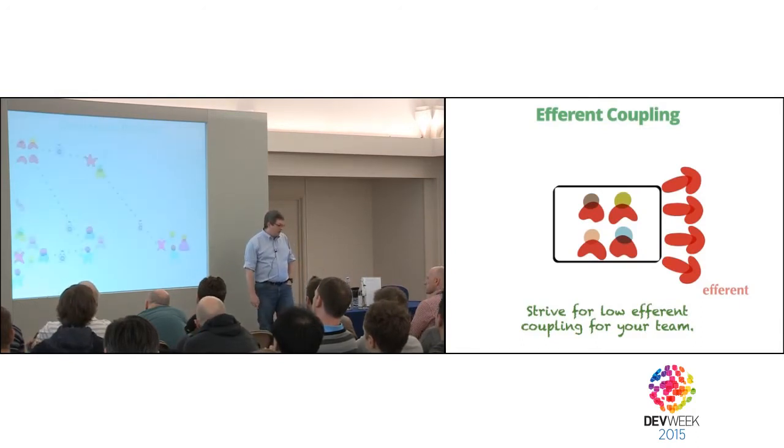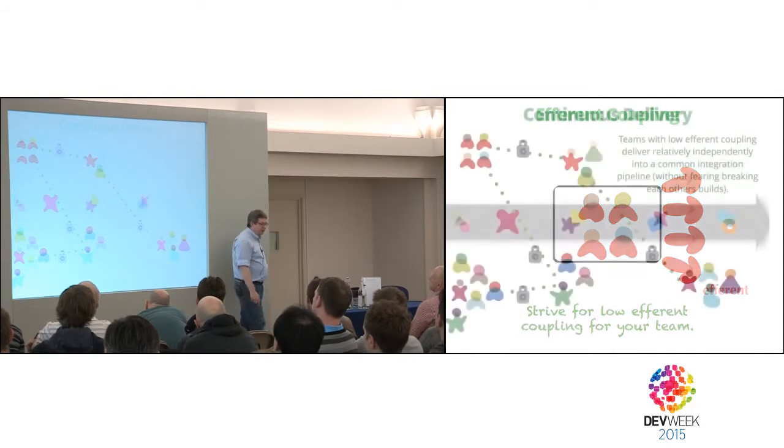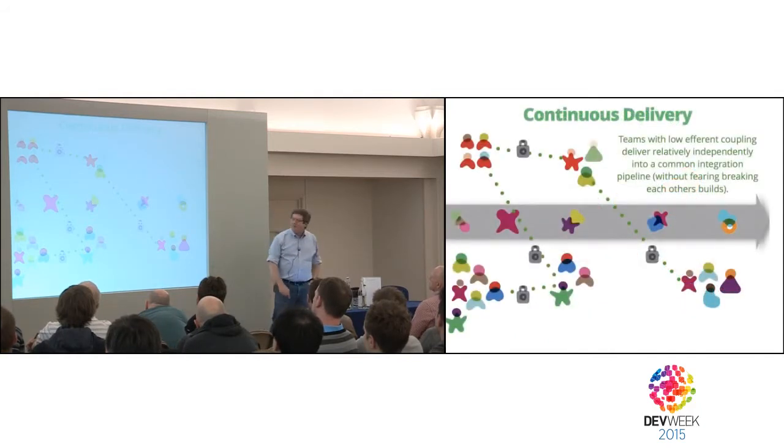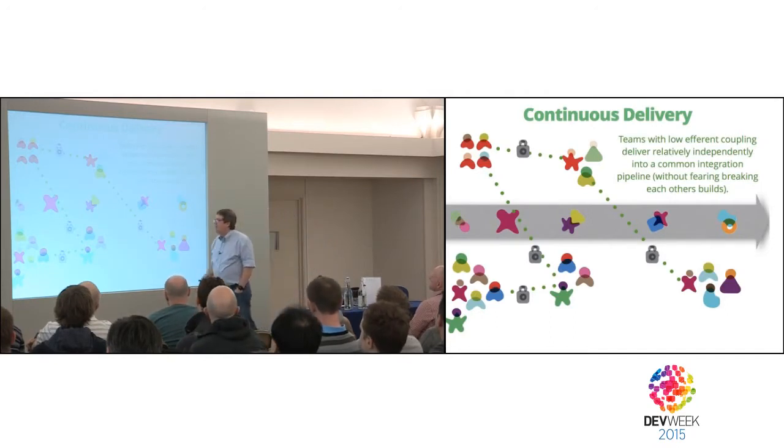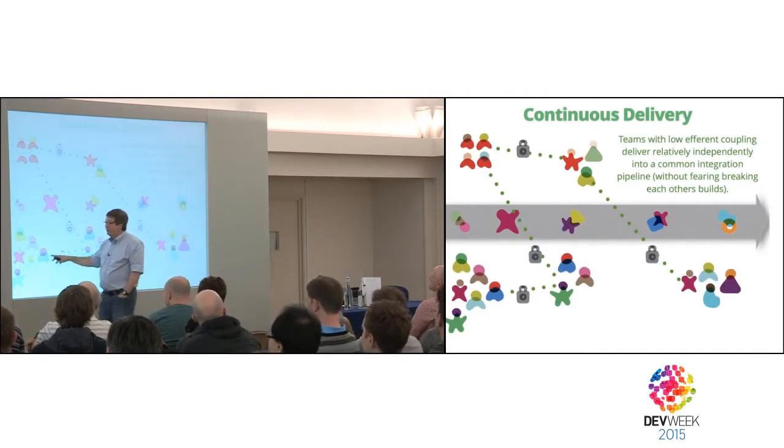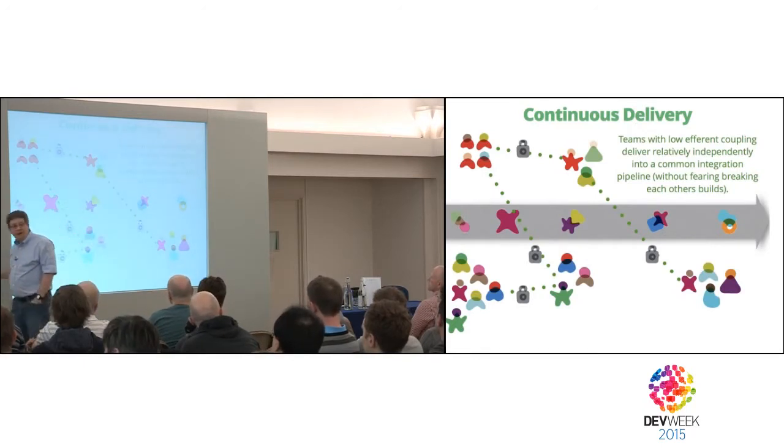Teams with low effort coupling deliver relatively independently into a common integration pipeline without breaking each other's builds. There's a common integration pipeline that's in gray here that you can't see at all. It's right here, where all these services are actually being deployed to. But all these teams have low effort coupling. They have consumer-driven contracts between them to make sure that they're not breaking things, so that each service is allowed to evolve at a rate that's reasonable for that service.